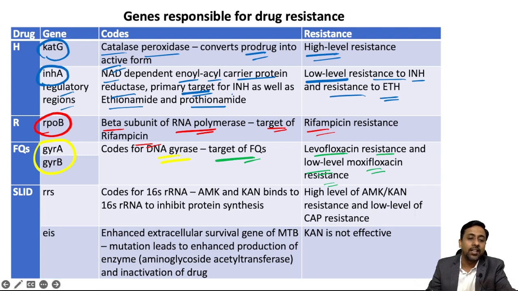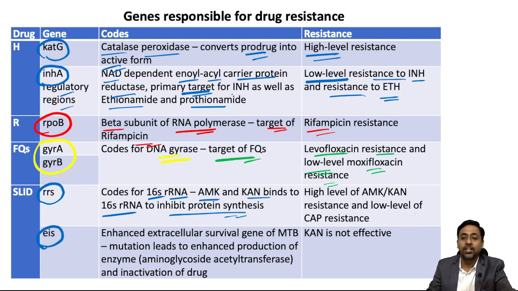And then for second line injectable drugs, again two genes are responsible, RRS and EIS. RRS codes for 16S rRNA, and amikacin and kanamycin bind to this 16S rRNA to inhibit protein synthesis. So what will it lead to? It will lead to high level amikacin and kanamycin resistance and low level capreomycin resistance.